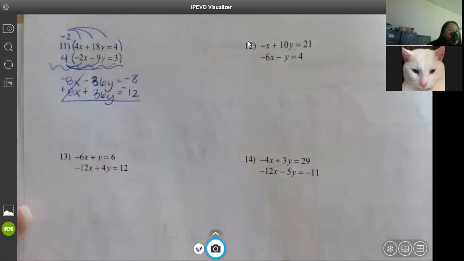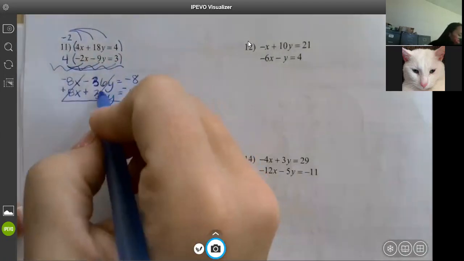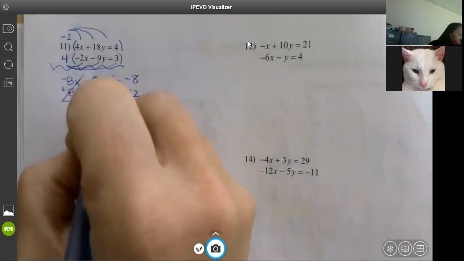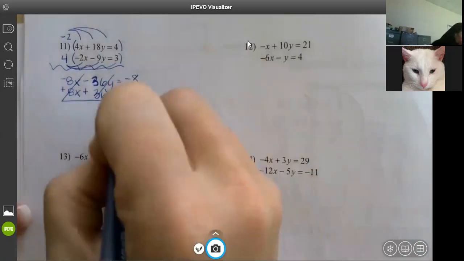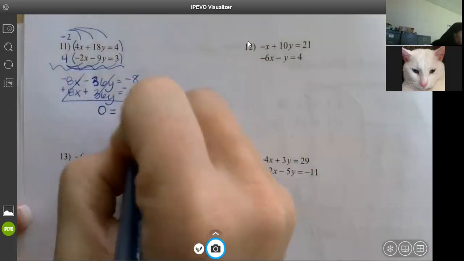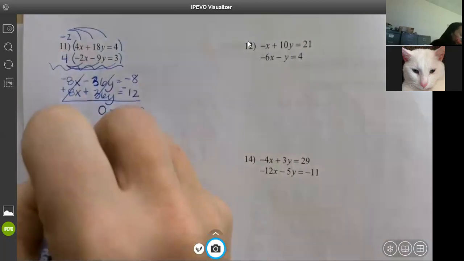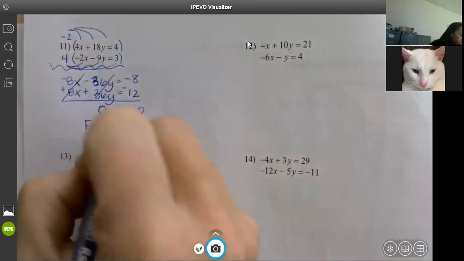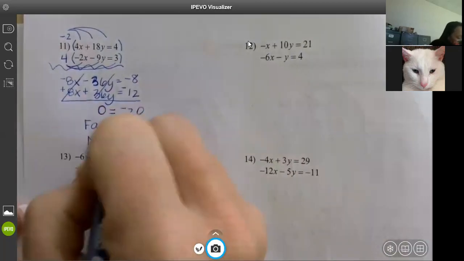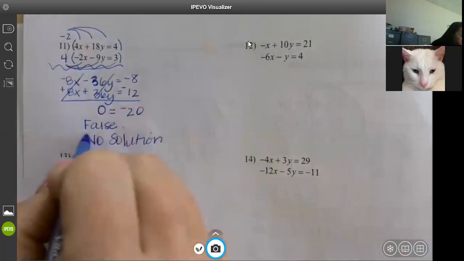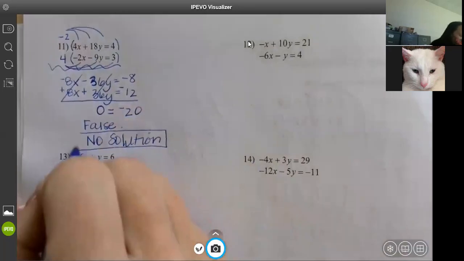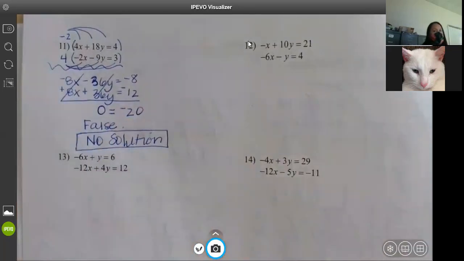So remember, if they cancel out, they cancel to 0. So this is one of those weird ones. And then on the other side, -12 and -8 added together is -20. If we get something like this, remember it's false. So this one is no solution. I hate we started with this one, but you already know how to do that. Okay.